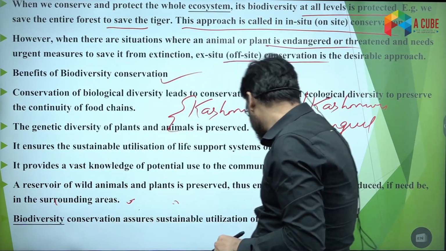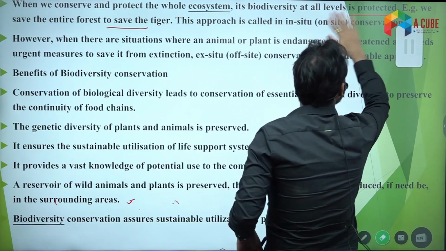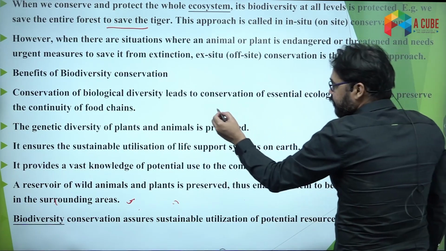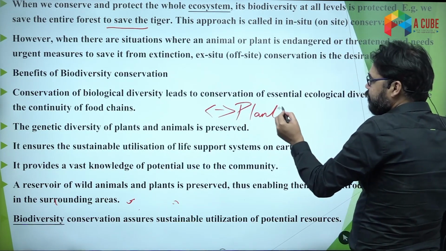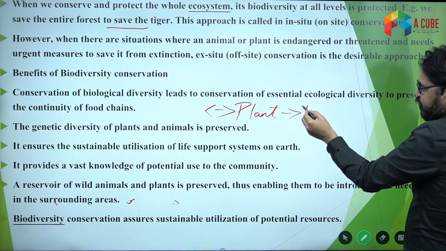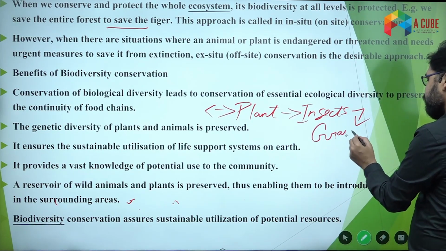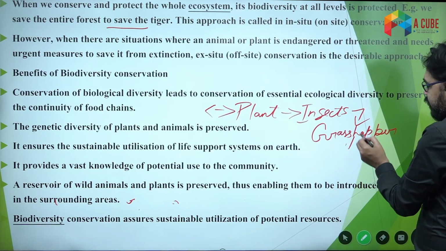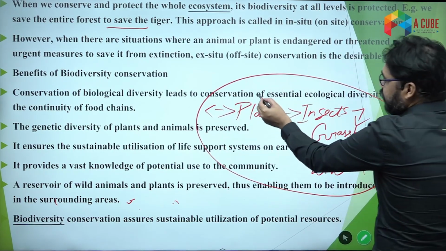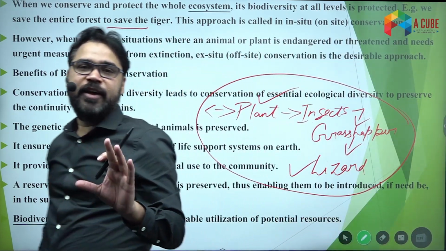See, we know there is a food chain, okay? I'll just give you an example. See, there is a food chain. Now, let's say plant, okay? Then say you have insects. After insects, you have grasshoppers. And the most important one is the lizard. Now, in this food chain, the plant is the primary producer and the lizard is the consumer. The lizard is the final consumer here.